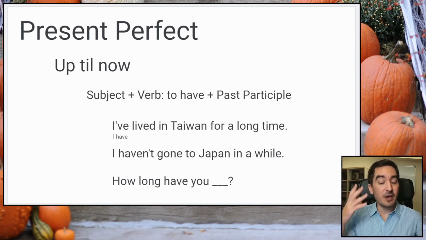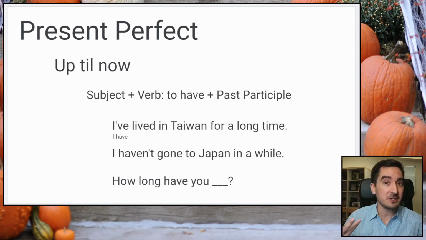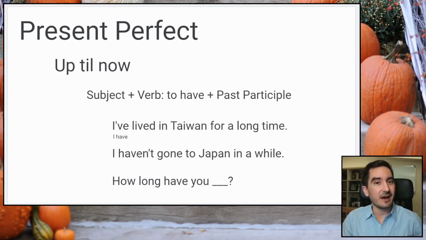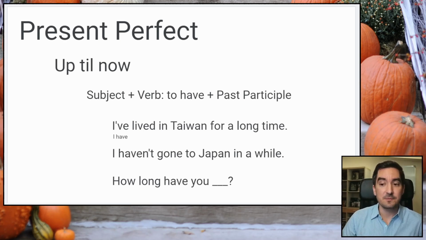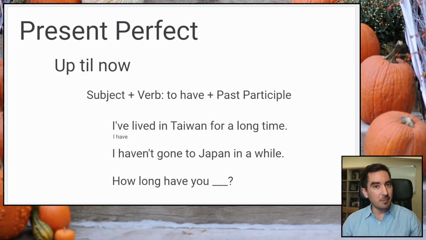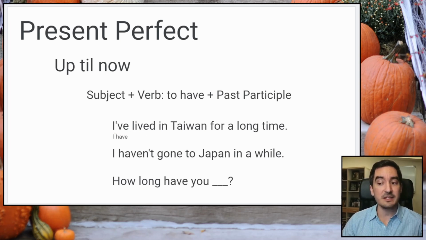So we have the subject, meaning the person usually. Like I, he, she, or it could be an it too. It doesn't have to be a person. And then we have a verb to have, and that past participle, meaning the special kind of verb. So talking about myself, up until now. It started in the past, continued to now. I might say, I've lived in Taiwan for a long time.